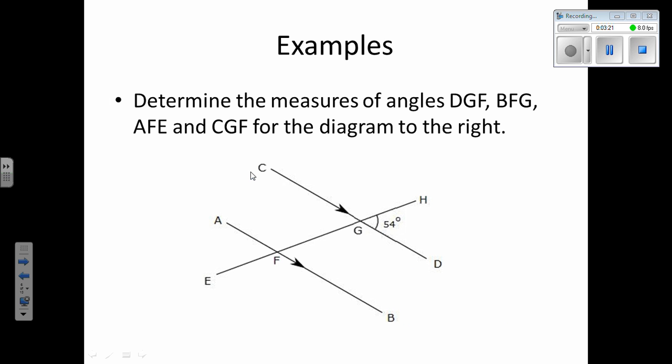So determine the measures of the angles DGF, BFG, AFE, CGF, then for the diagram to the right. So what it means when I say DGF, the middle letter is where your angle is going to be. Oh, sorry, DGF is the other way.